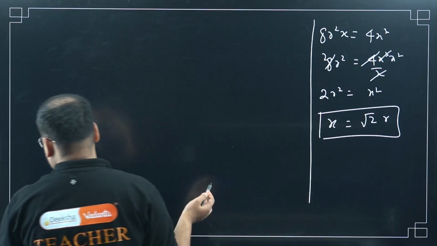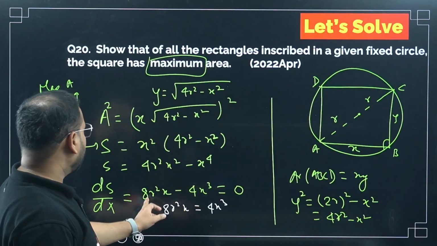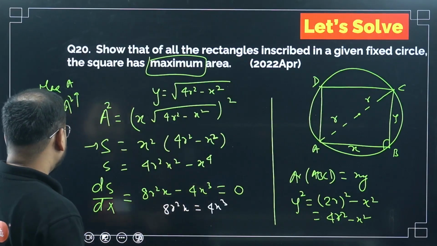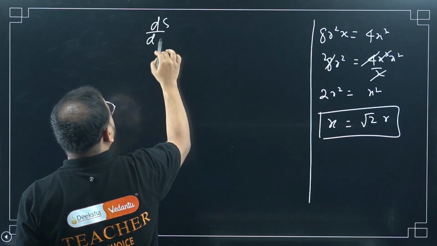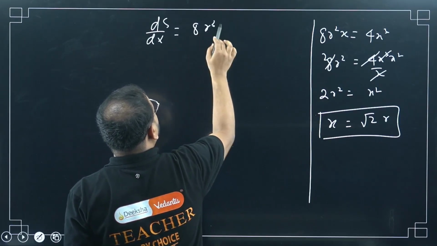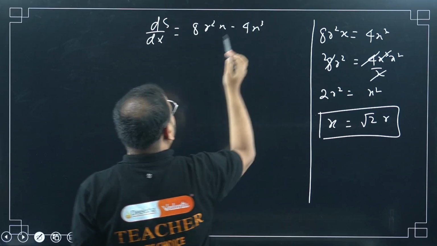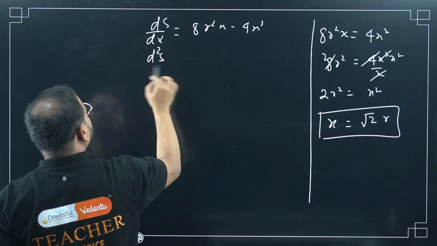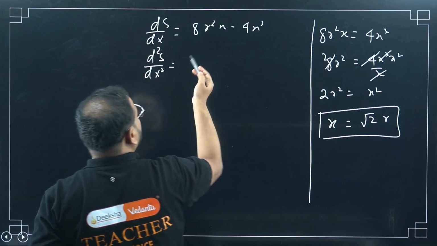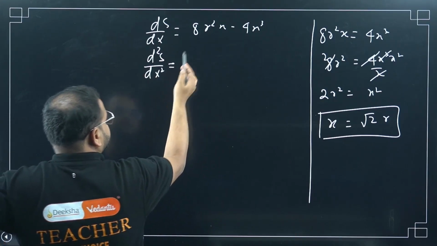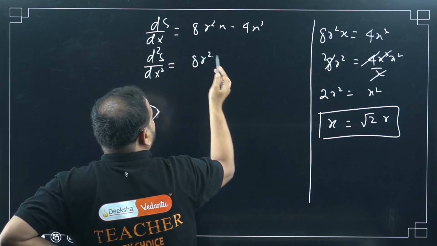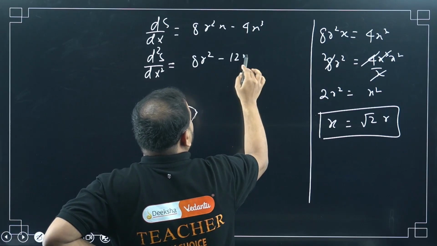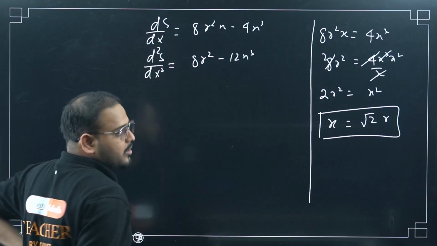Second derivative. What is the first derivative? 8r square x minus 4x cube. So my ds by dx was 8r square x minus 4x cube. Take the second derivative, d square s upon dx square. How much is that? Please check. Simply 8r square minus 12x cube, or not?